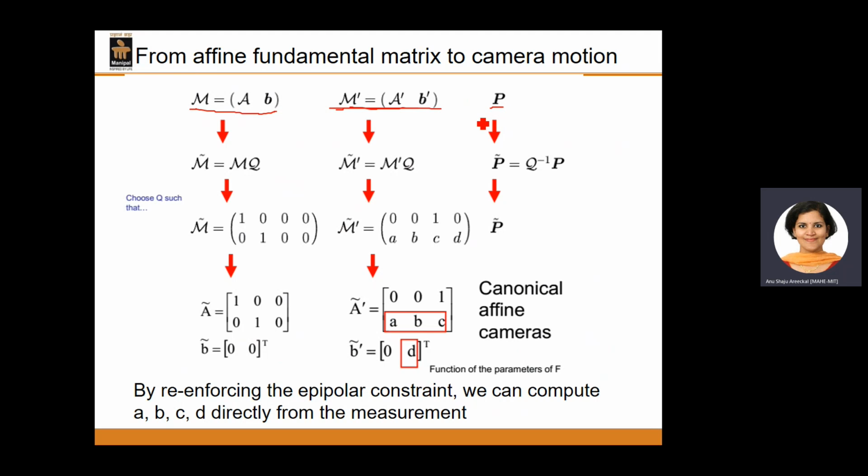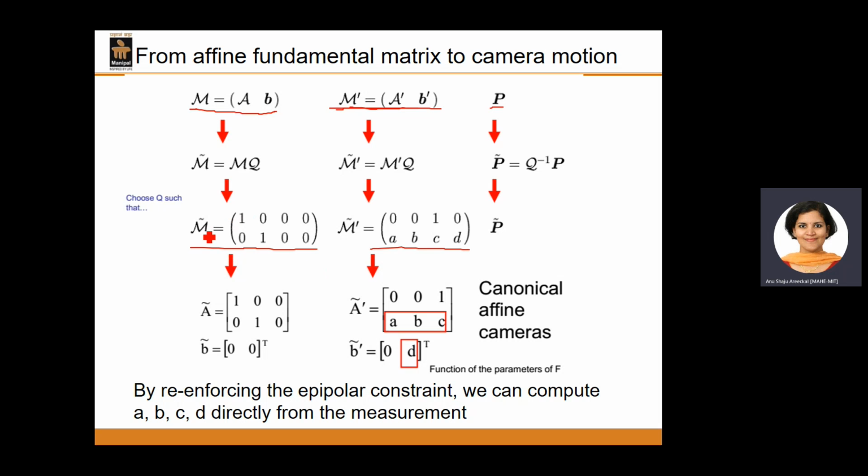And I have the 3D point P. Now, my first step is that I do an affine transformation in such a way that I can convert it into the canonical form. So I get the camera matrices now transformed to M tilde, which is given by this equation here, and M tilde dash, which is given by this equation, which has got all the unknowns that we have, right?